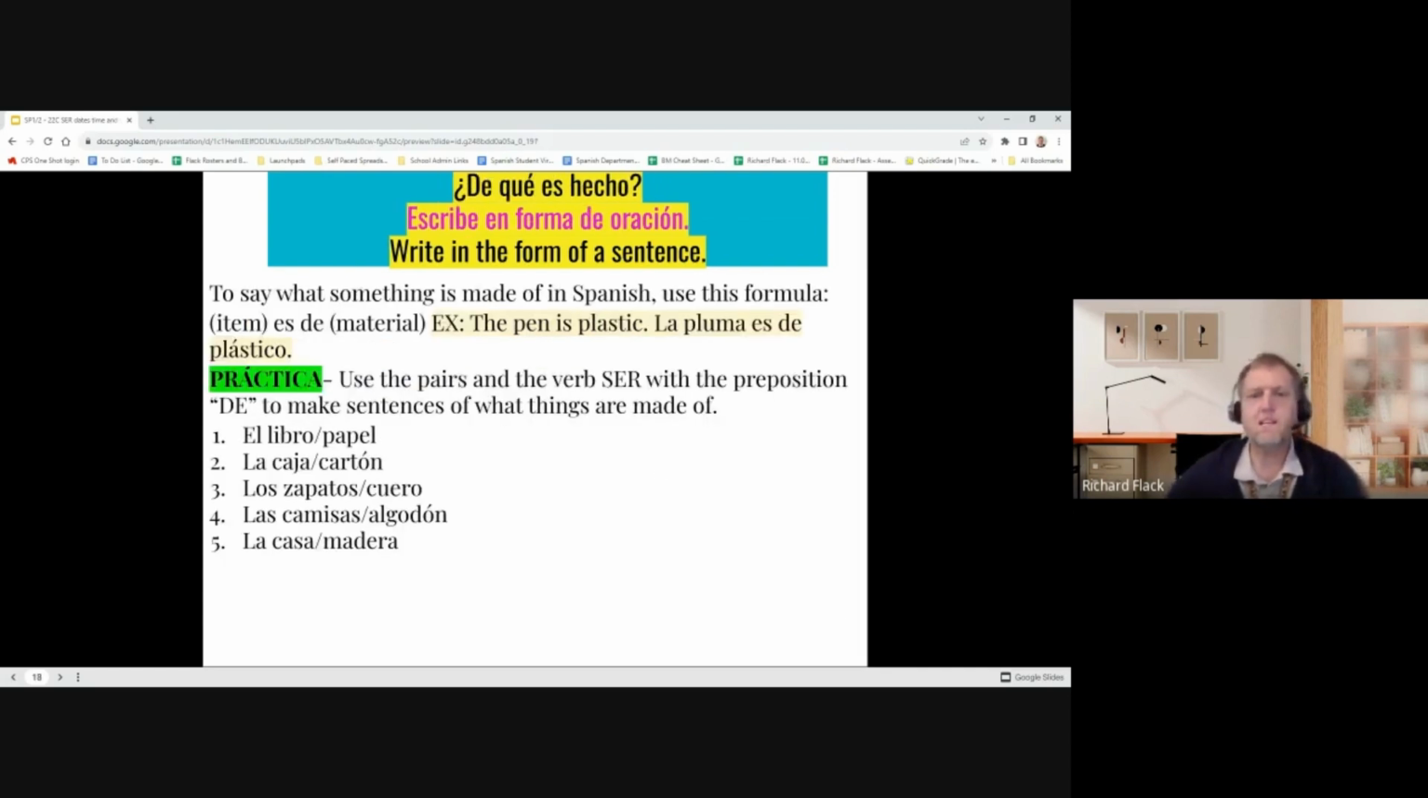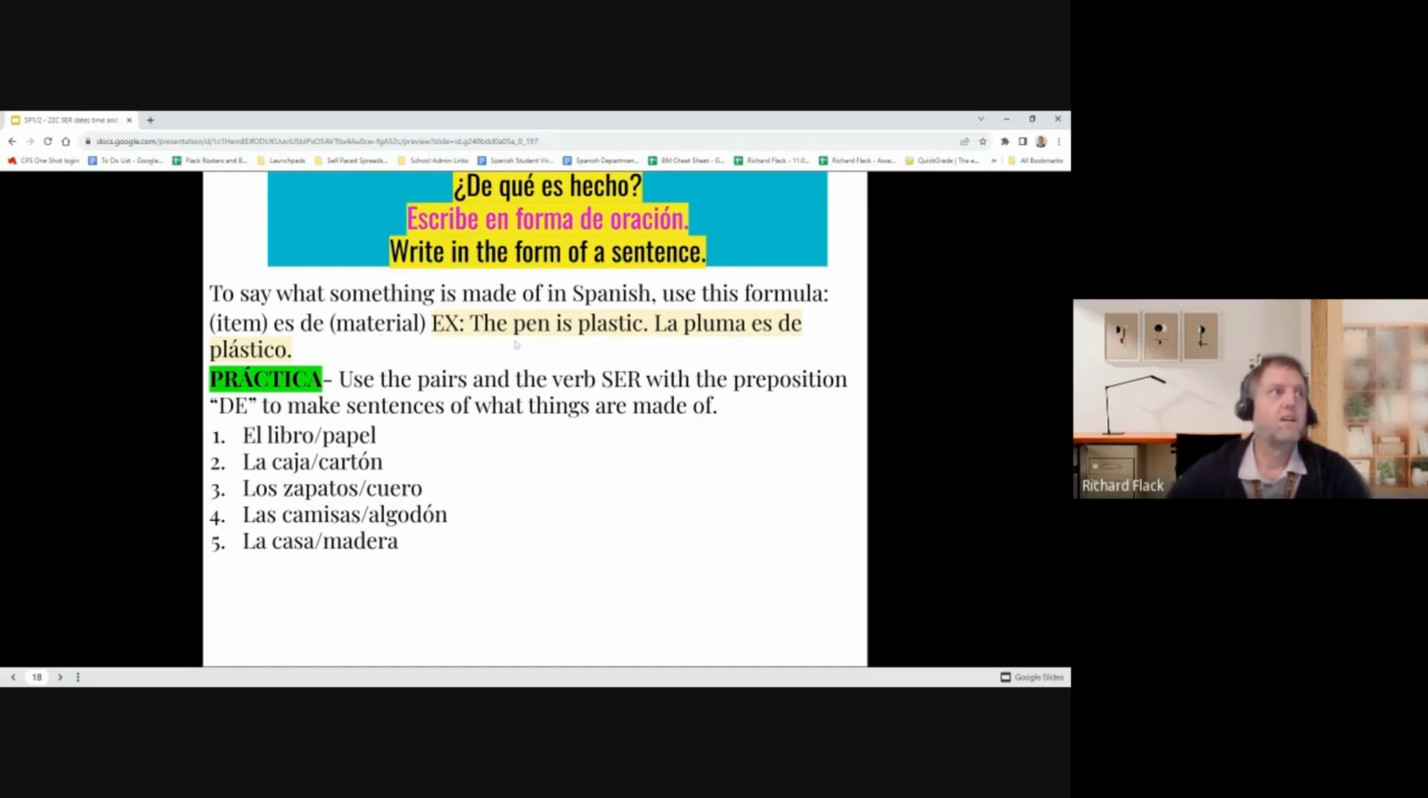The last piece is using the verb ser to talk about what things are made of. So to say what something is made of, the question you might hear, ¿de qué es hecho? What is that made of? You're going to use the formula, the item, what is it that you're talking about? Es de, or son de if it's plural, and the material.